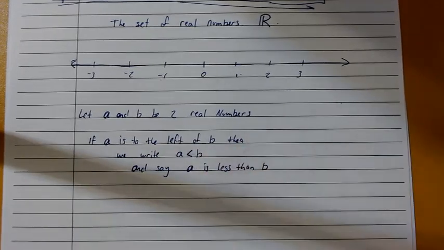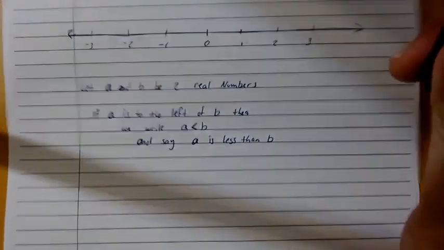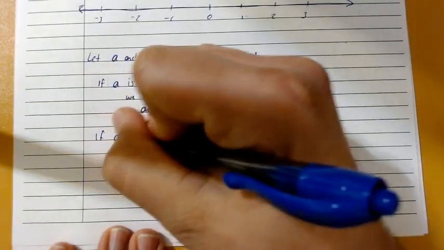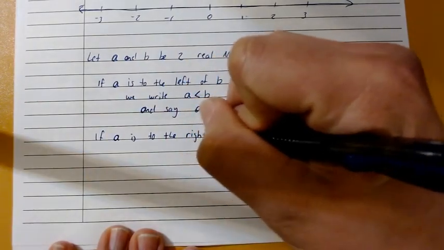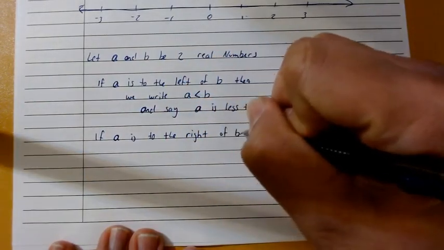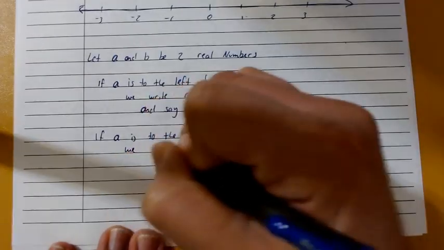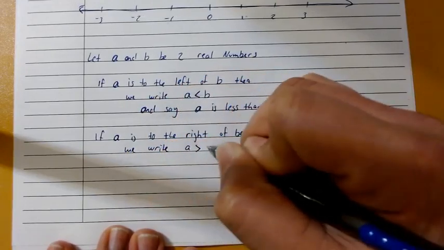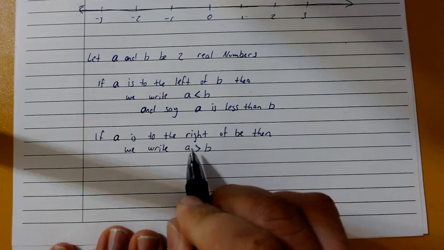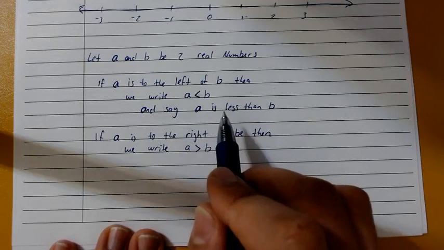On the other hand, if A is to the right of B, well, it doesn't take much imagination to know what symbol we're going to use. We're going to use an arrow pointing to the right. If A is to the right of B, then we write A is to the right of B, like that. It's an arrow pointing to the right. And what we say is A is greater than B.